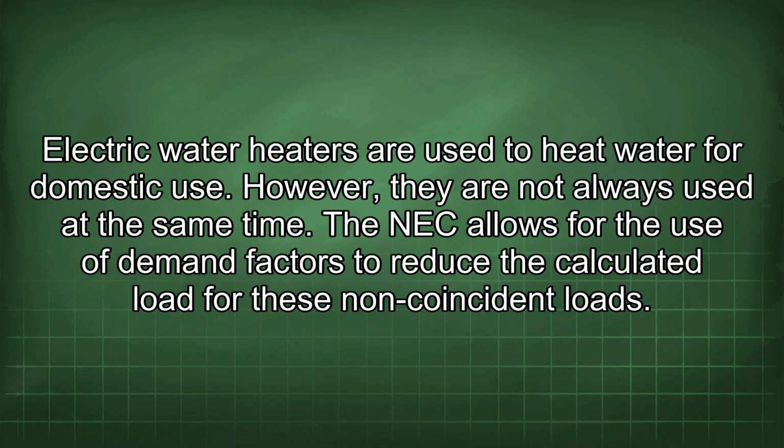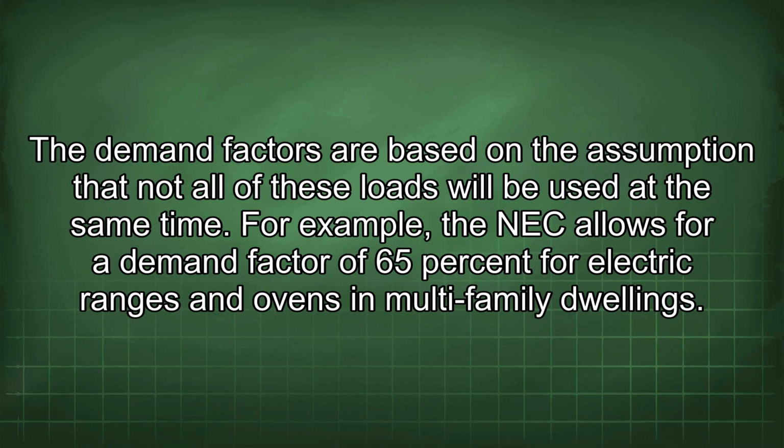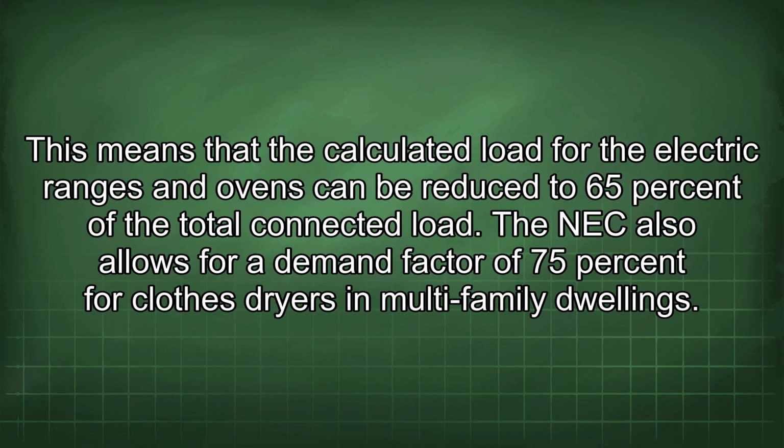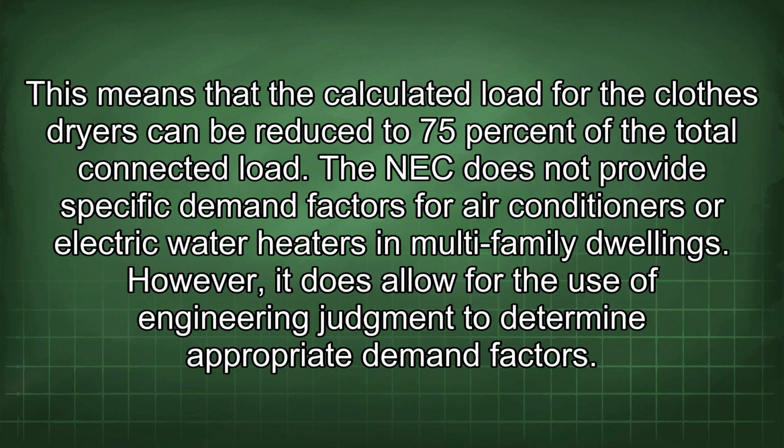The NEC allows for the use of demand factors to reduce the calculated load for these non-coincident loads. The demand factors are based on the assumption that not all of these loads will be used at the same time. For example, the NEC allows for a demand factor of 65% for electric ranges and ovens in multi-family dwellings. This means that the calculated load for the electric ranges and ovens can be reduced to 65% of the total connected load. The NEC also allows for a demand factor of 75% for clothes dryers in multi-family dwellings. This means that the calculated load for the clothes dryers can be reduced to 75% of the total connected load.